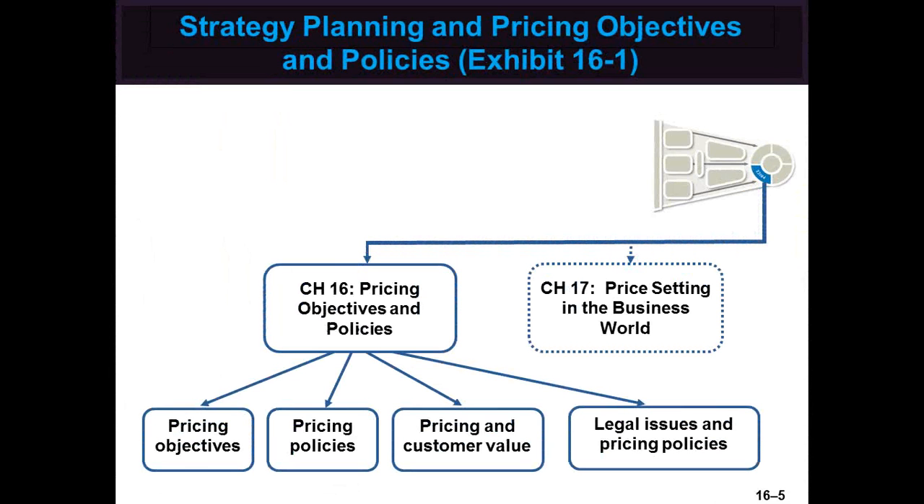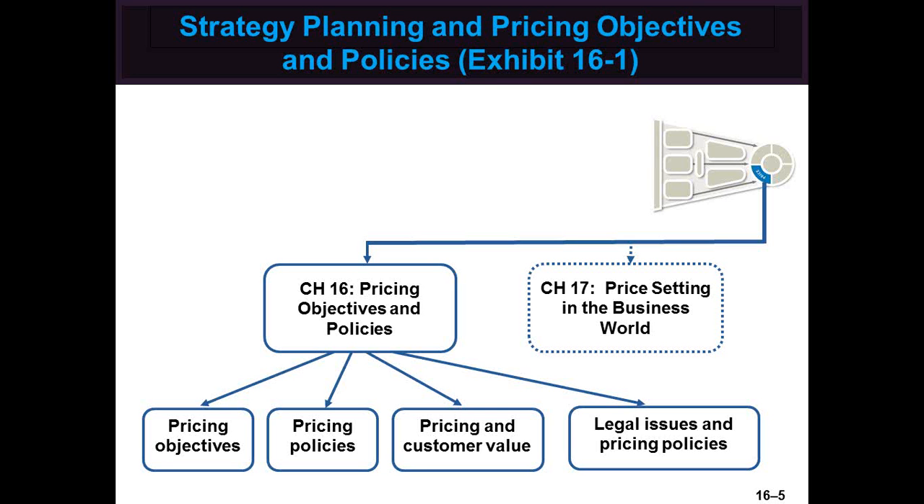So we're going to obtain a better understanding of pricing objectives and policies that influence how firms make pricing decisions. Price is what a customer must give up to get the benefits offered by the rest of a firm's marketing mix, so it plays a direct role in shaping customer value. Price is one of the four major variables a marketing manager controls.